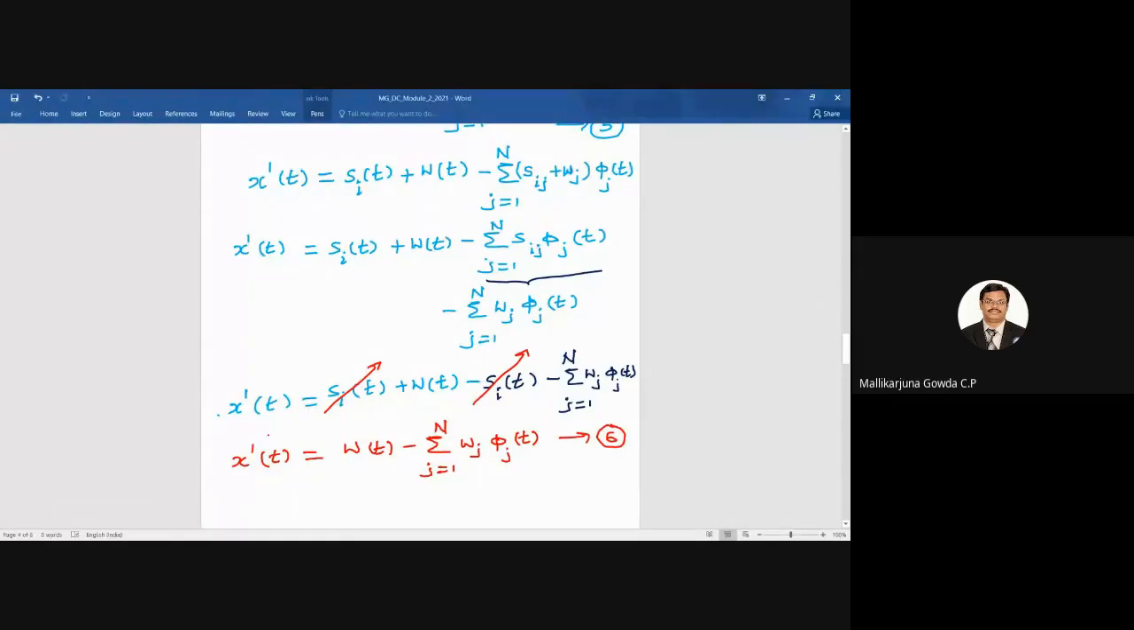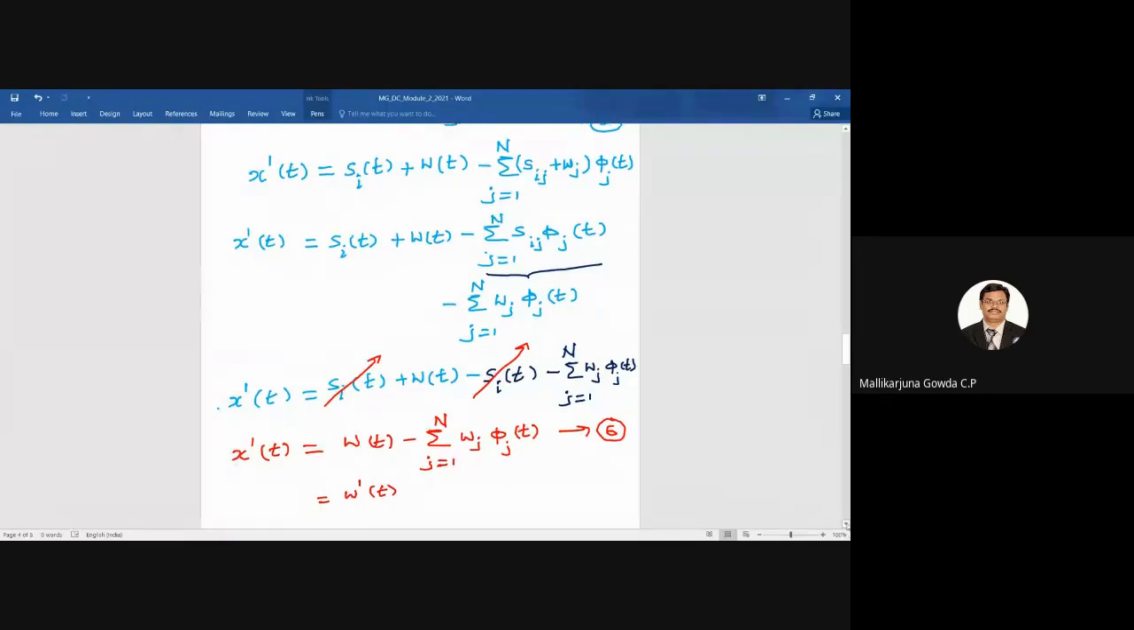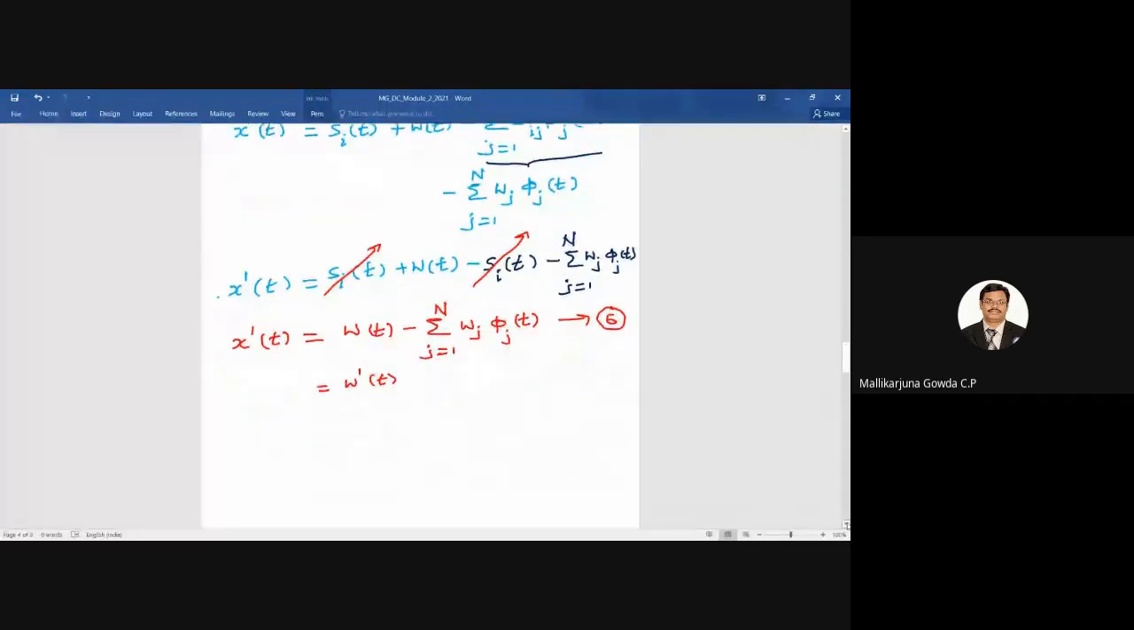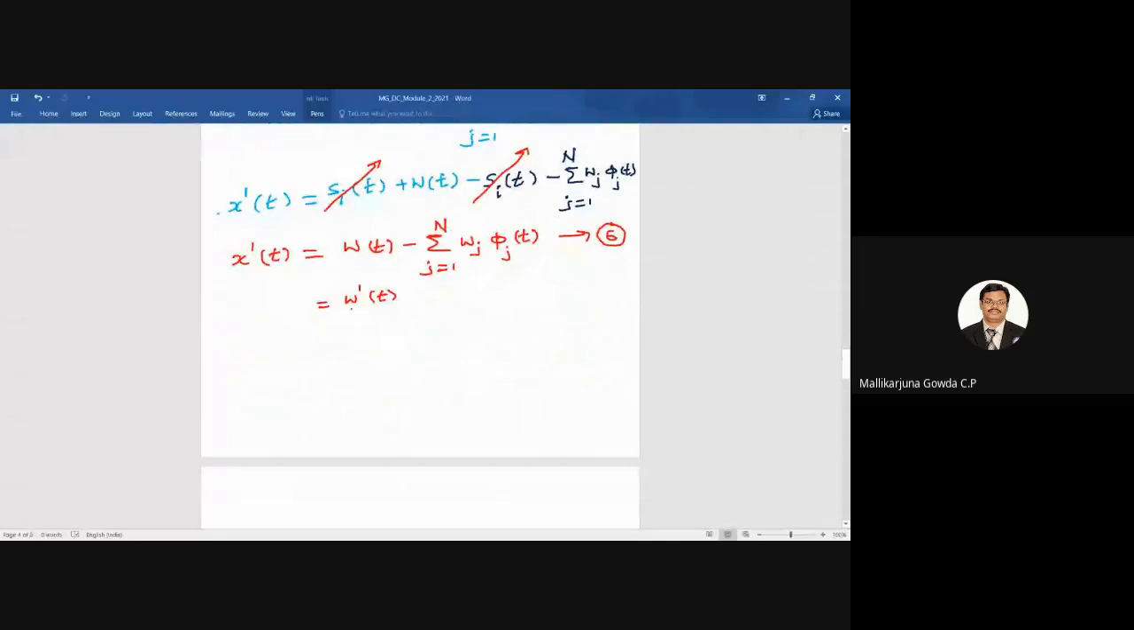Yes, hope it is clear what I wrote for x dash of t, which is equal to w of t minus summation j is 1 to n wj pi j of t. I equate it to w dash of t. Is that fine? So w dash of t is w of t minus summation j is 1 to n pi j of t wj of t. Hope you could get this point.